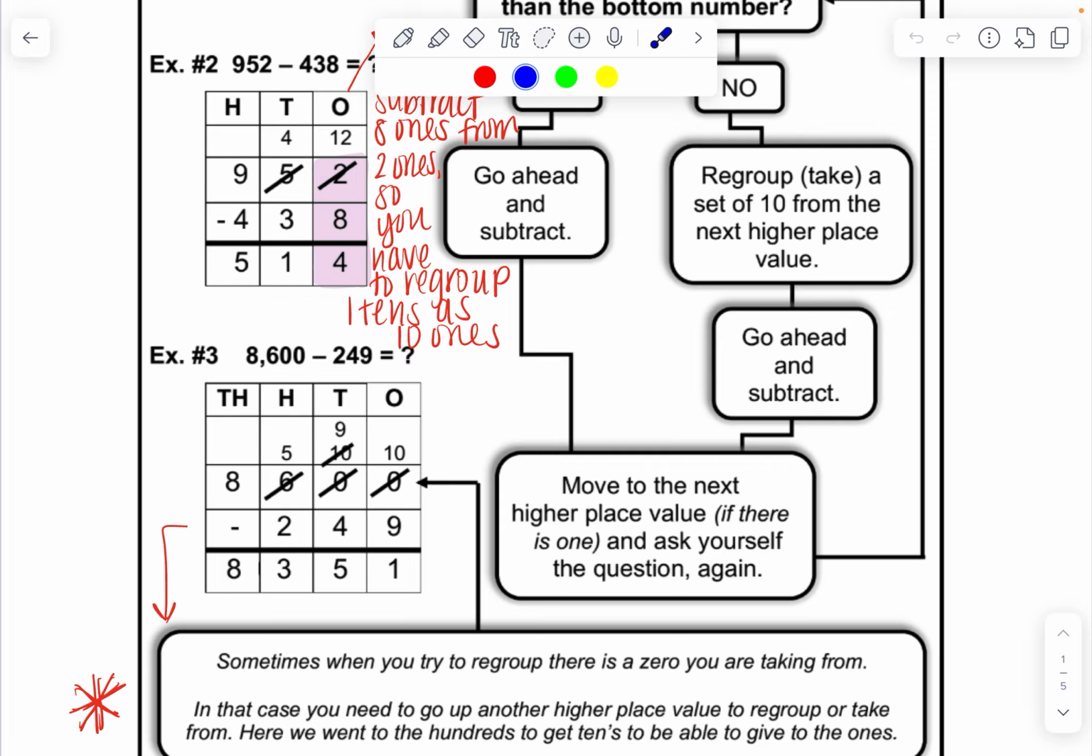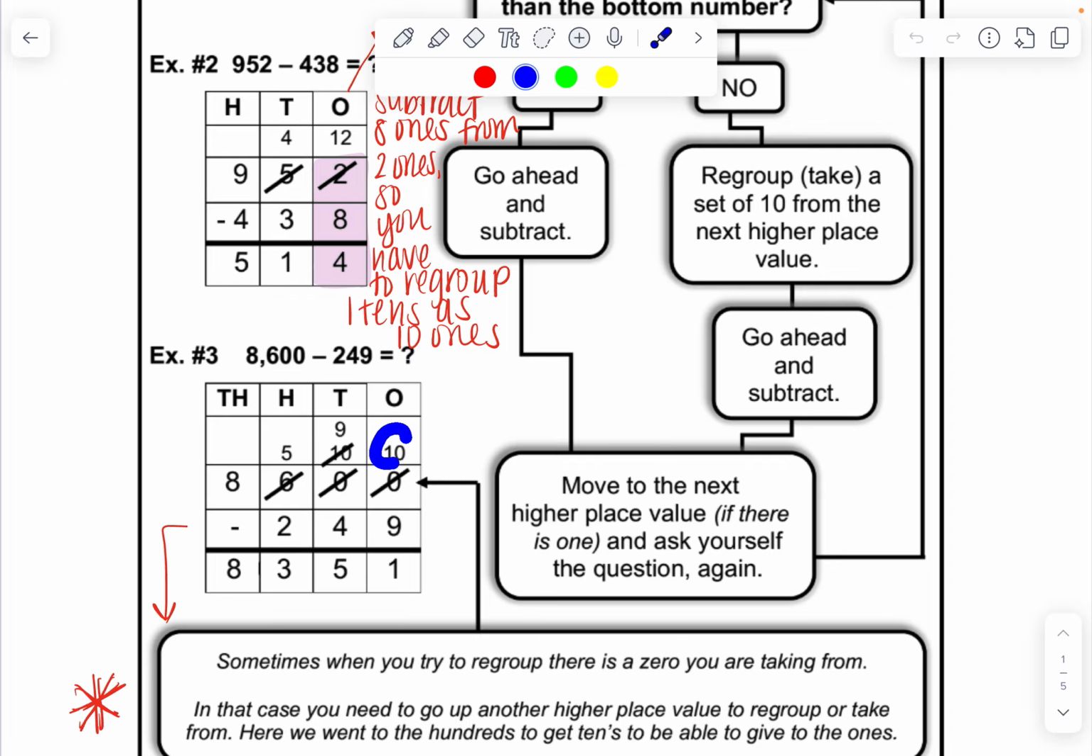Okay. And so now that there are 10 tens, I, as the ones place, can borrow 1 from the tens place. So if I borrow 1 from the tens place, or if I regroup, I now am left with 9 tens. And the 1 that I took away from the tens turns to my 10 $1 bills. So then I can go ahead and subtract.